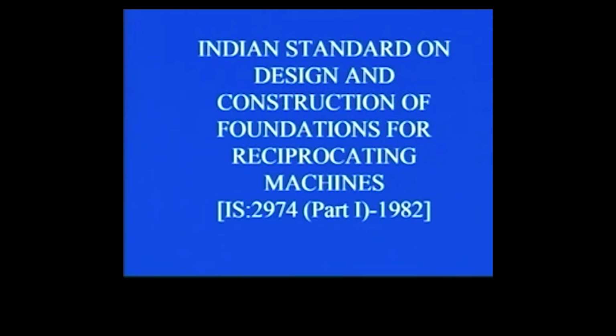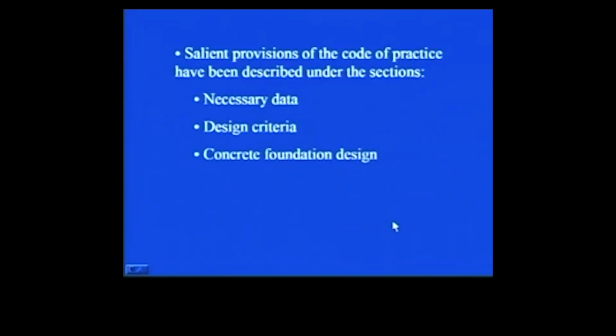Now let us have a look at the Indian standard code of practice, what exactly it says about the design and construction of foundations for reciprocating machines. The code which deals with this is IS 2974 Part 1, 1982. The salient provisions of the code of practice have been described under these particular sections: necessary data, then design criteria, and after that concrete foundation design.